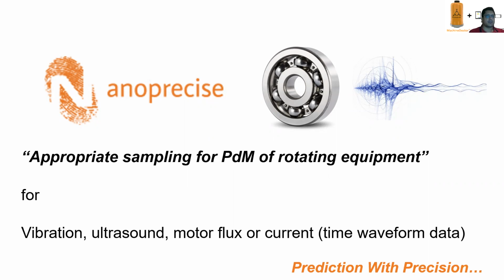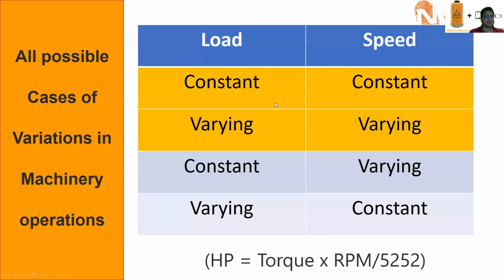So all the different machine operations in the industry can be categorized into four: constant load and speed, varying load and speed, constant load and varying speed, and varying load and constant speed. Out of these, the first two are most realistic and cover most of the applications in the industry. We will talk about constant load and constant speed in this particular presentation, which will form the basis for varying load and varying speed kind of operations too.